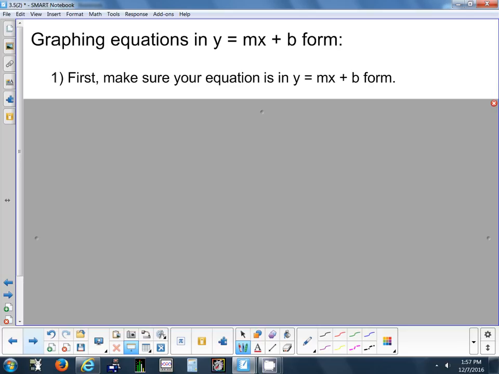Okay, step 1. So on your notes where it says step 1, write that in. Make sure your equation is in y equals mx plus b form. If it's not, how do you do it? That's what we just did. The last problem we just did, we rearranged it. Okay. So first, make sure your equation is already in y equals mx plus b form.